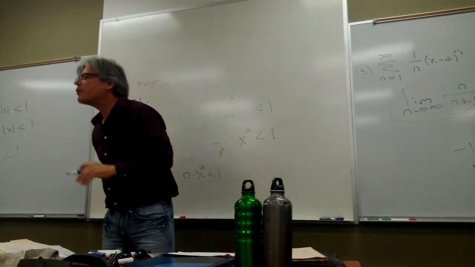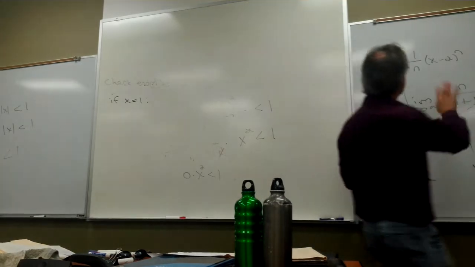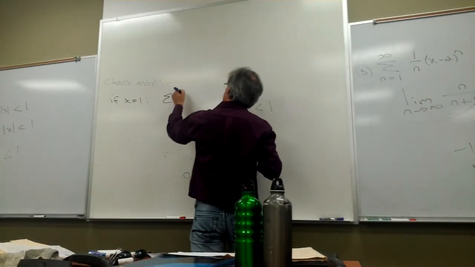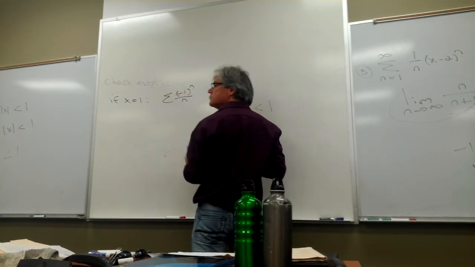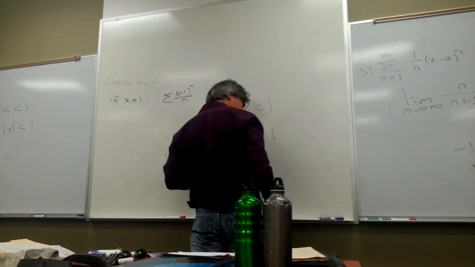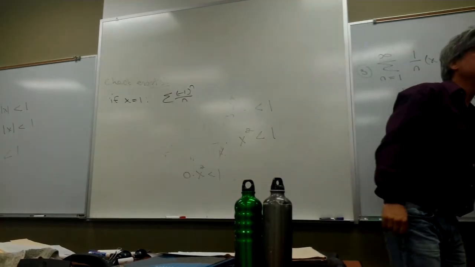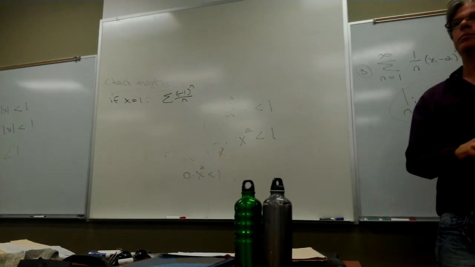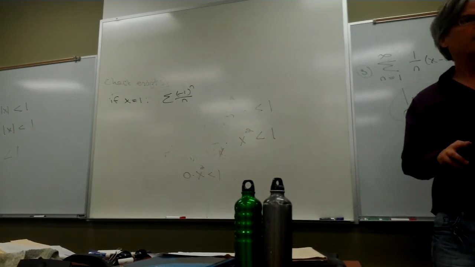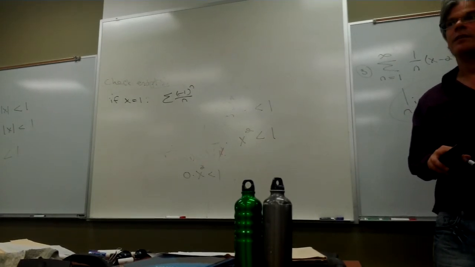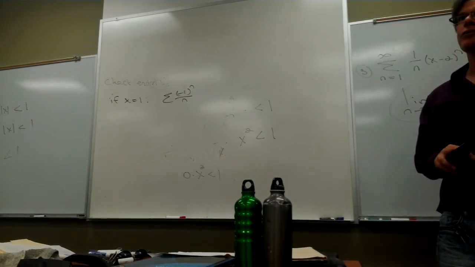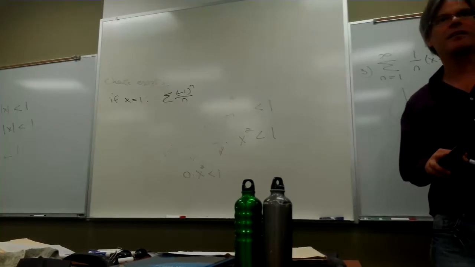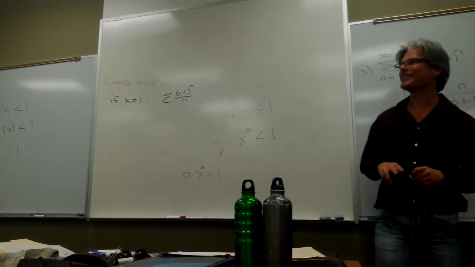I'm going to go back to the very original series. If I plug 1 in for x, check out what I get. I get the sum of negative 1 to the n over n. Does that converge or diverge? It converges, as an alternating series. It's the alternating harmonic series.